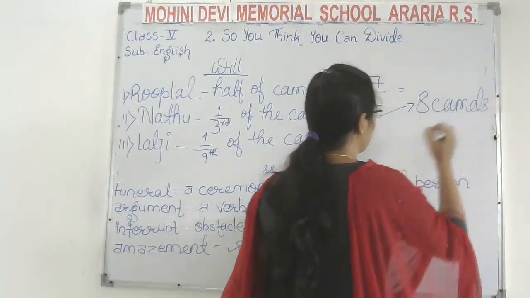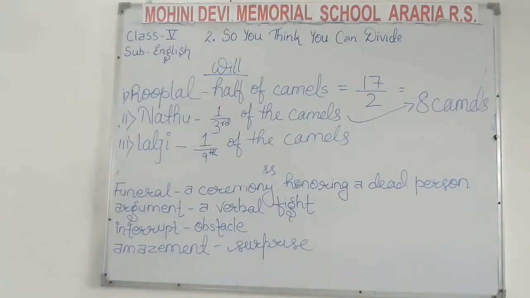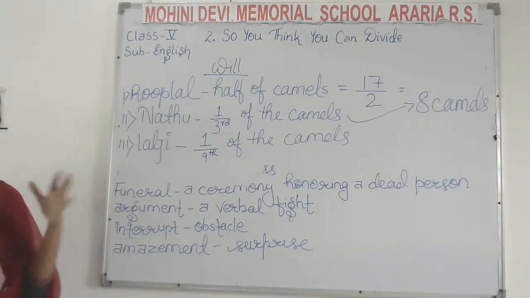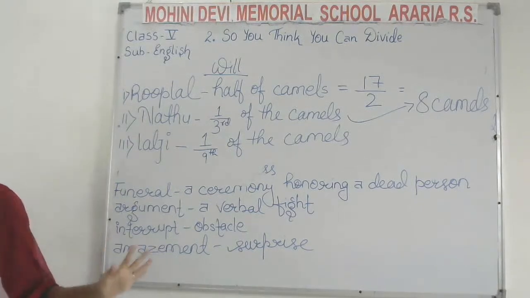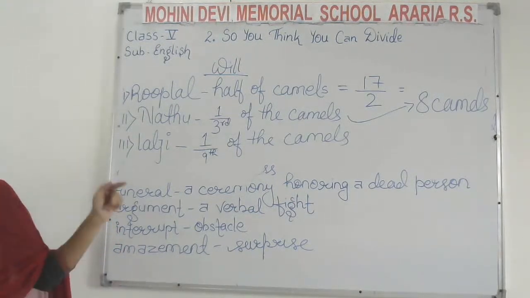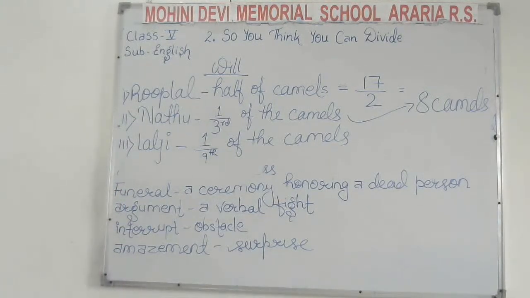But Rupla said, well, that is a good idea, but it is not according to our father's wish. It is not according to our father's will. So how do I get half a camel less? The brothers sat and thought for a while.